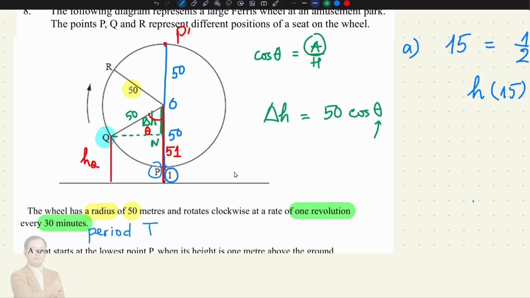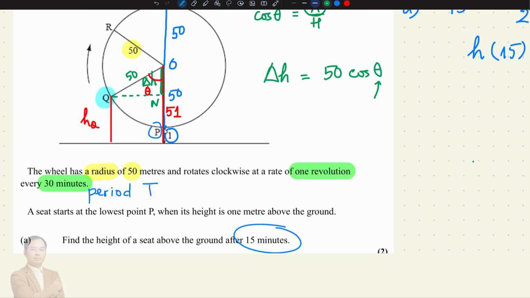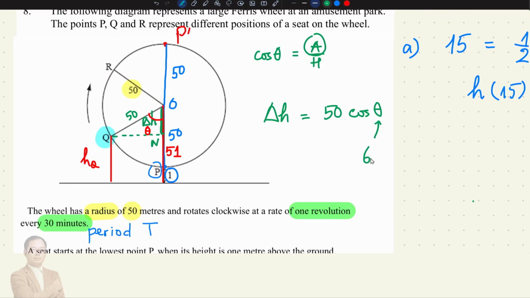We know that the time for the rotation from P to Q is 6 minutes, which is 6 over 30 when we compare with the period 30 minutes. Okay, this ratio 6 over 30 is 1/5, and therefore the angle theta here is 1/5 of a complete cycle, which is 2 pi, 360 degrees, multiplied with the cosine, and 50 is our delta H value, and we use a calculator to find that.